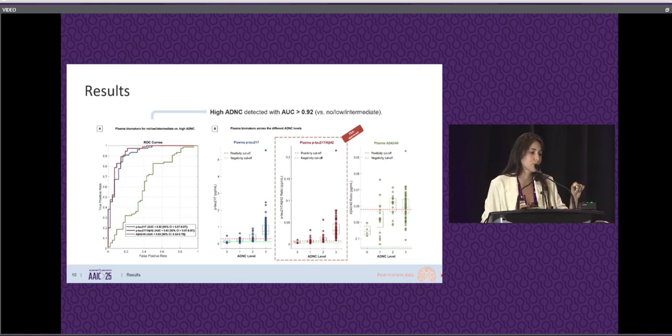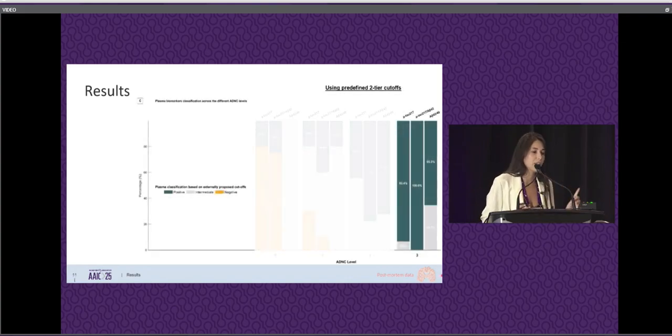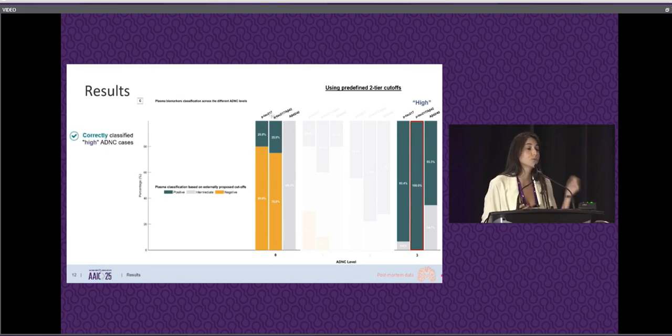And if we see the box plots, you can see that the stage 3, which means high ADNC, all of them will be correctly identified. The interesting part is what happens to the other ones. So, yes, plasma identifies them, congrats, but when we go to no, then we see 25% of false positives. And you will say, come on, that's not too much, but still it exists.